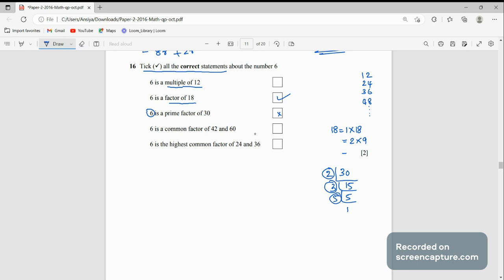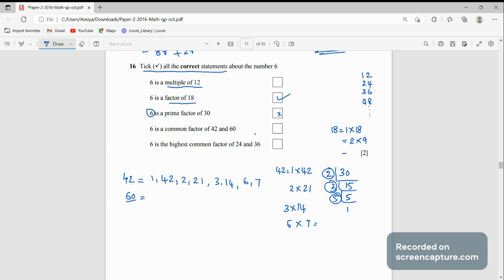6 is a common factor of 42 and 60. So you should know what a common factor is. So we will find out all the factors of 42 and 60. 42, how can we write 42? 1 into 42. Okay, so 1 and 42 are factors. Now 2 times 21, so 2 and 21 are factors. Then 3 times 14, so 3 and 14 are factors. It's not in the table of 4, not in the table of 5. Then table of 6, 6 into 7 is 42, so 6 and 7, that's it.